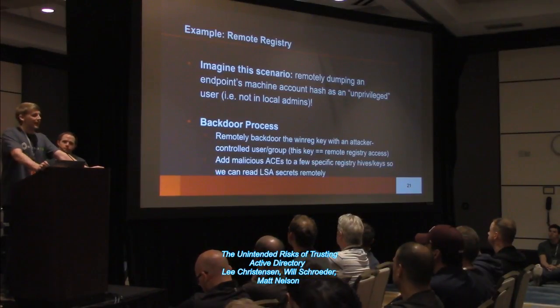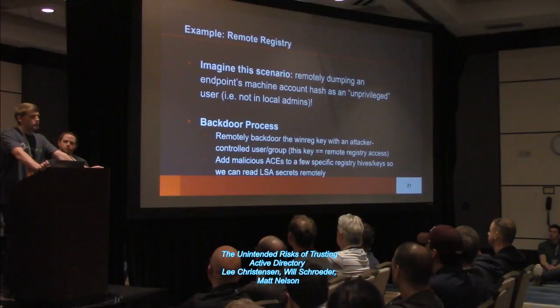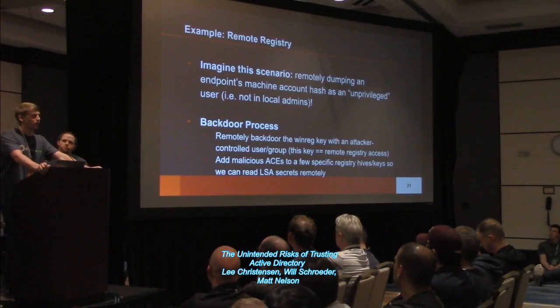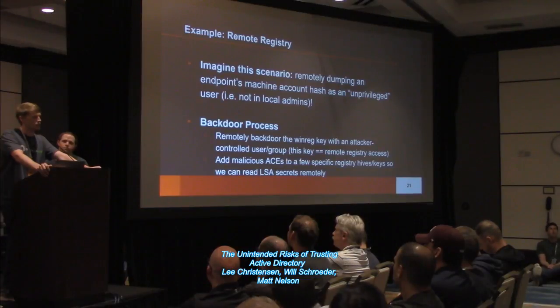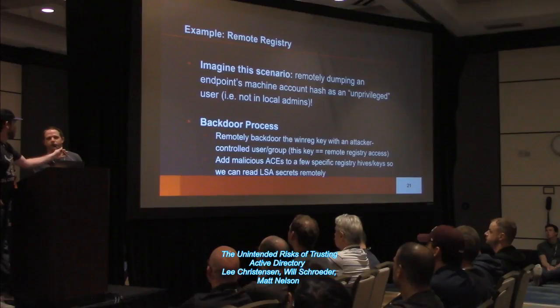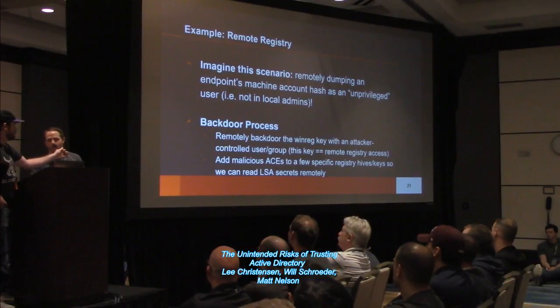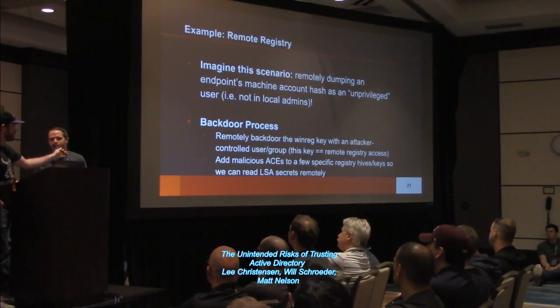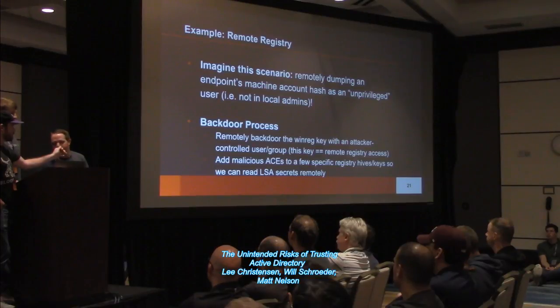Then you just add a few different pieces to some different registry hives and keys that will allow you to pull back the key material that you need to calculate and retrieve the machine account hash for that host. So in that case, we're modifying the security descriptor of the remote registry service to allow an unprivileged user to get access to these sensitive registry keys and values.